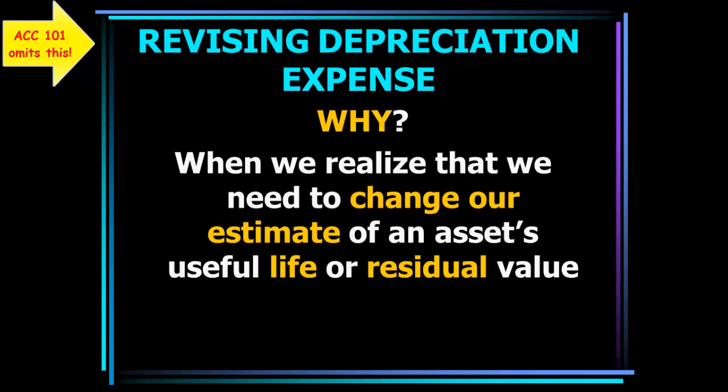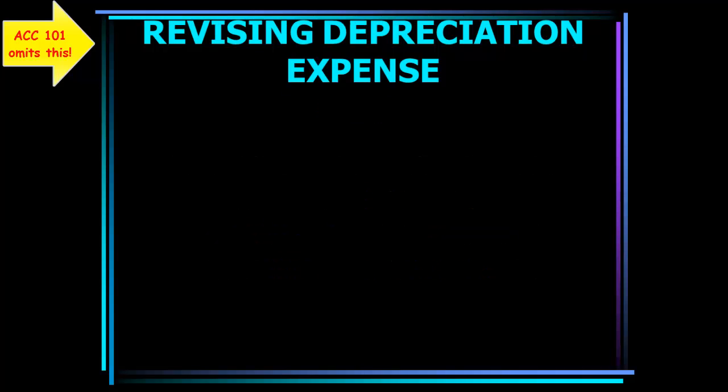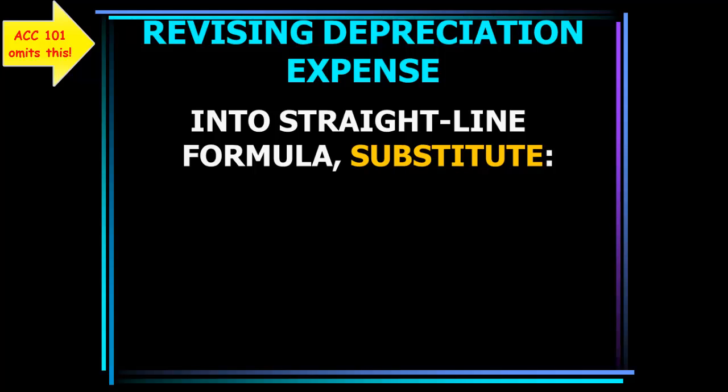Or maybe the estimated useful life is wrong. We thought the asset was going to last 3 years, and now we find it's going to last 5 years instead. So we have an error in our original estimate for the residual or for the estimated useful life. We're going to talk about revising depreciation under straight line only. We're not going to do double declining balance.